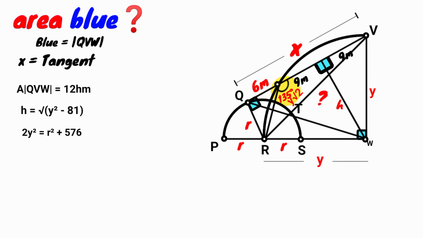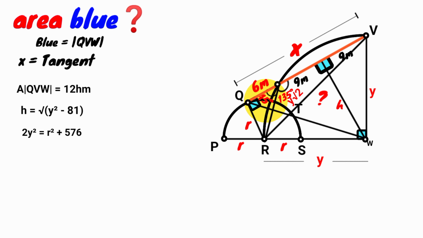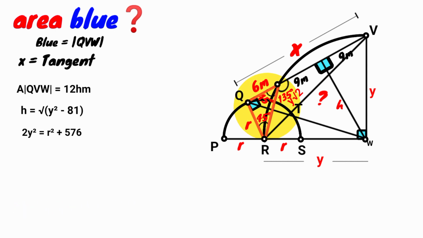Now we see this angle and this are lying on the same straight line, and the angle on a straight line is 180 degrees. So since this is 135 degrees, this must be 180 degrees minus 135 degrees, which is 45 degrees. We look at this triangle. It is a right angle triangle. This angle is 45 degrees. Based on the rule that the summation of angles in a triangle is 180 degrees, this must be 180 degrees minus 90 degrees minus 45 degrees, which is 45 degrees. That makes it an isosceles right angle triangle. This side and this side are equal. So since this is r and this is 6 meters, r equal to 6 meters.